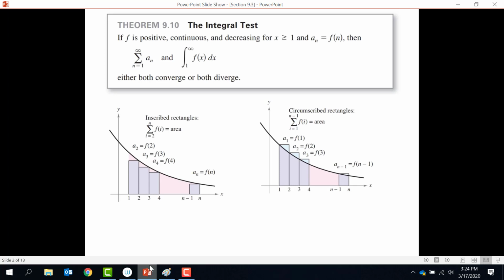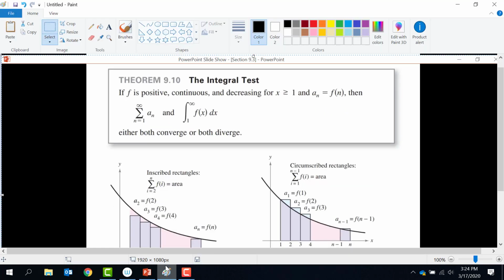And so the integral test says if f is positive, continuous, and decreasing for x bigger than or equal to 1, and a sub n is equal to f of n, then the series and the improper integral either both converge or both diverge. So all this is saying is that the terms of your series are the same as the outputs for your function. We've already talked about when functions converge on an improper integral. We've done that, and what this tells us is that they either both converge or both diverge.